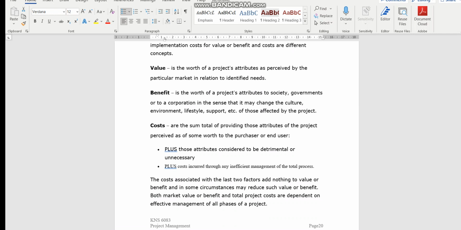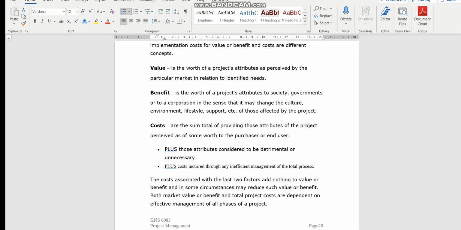So we need to have the same unit to measure all our project alternatives or our product alternatives or component alternatives when we are measuring our cost and benefit. And value is the project attribute that shows how optimized, how good it is in fulfilling the project needs, you see.